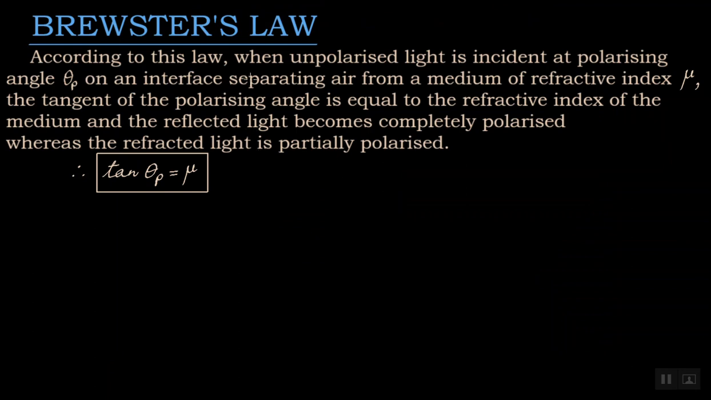Now what does this law say? According to this law, when unpolarized light is incident at polarizing angle theta p on an interface separating air from a medium of refractive index mu, the tangent of the polarizing angle is equal to the refractive index of the medium, and the reflected light becomes completely polarized, whereas the refracted light becomes partially polarized. That is, tan of theta p is equal to the refractive index of the medium. Let us prove this law.